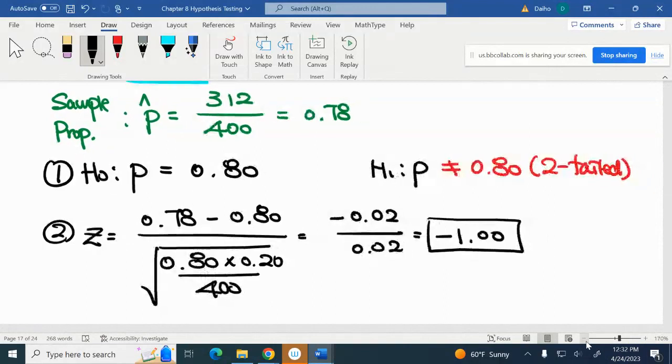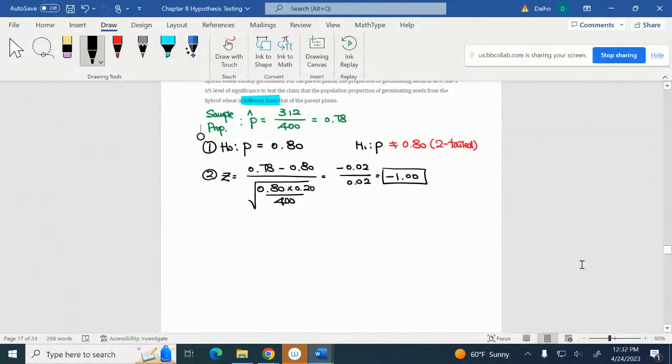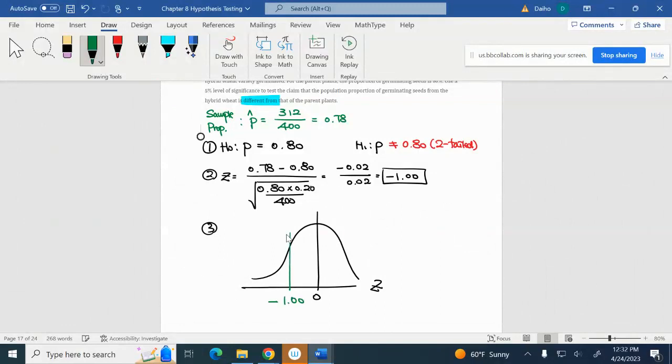You know it is a z-score, so we absolutely need the probability from the z-table, from the standard normal distribution. And we got negative 1.00. Can you give me the probability from the z-table at negative 1.00, please?